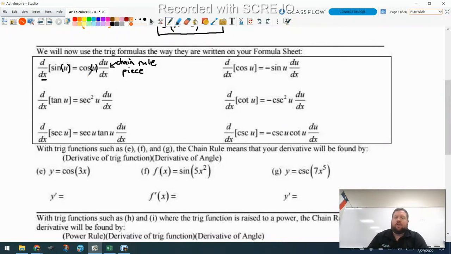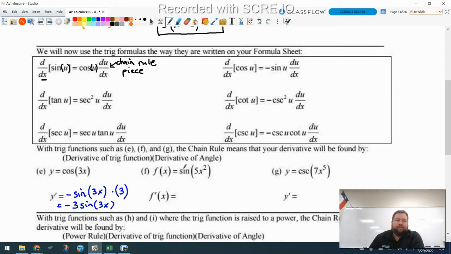Okay, so let's use our trig to do some derivatives here. All right, so these are one function inside another function. So we have derivative of the trig function multiplied by derivative of the angle. So remember, you always start on the outside. So you do derivative of cosine first. Derivative of cosine is negative sine. You keep the inside part the same, and then you multiply by the derivative of the inside, which is 3. So I rewrite my answer as negative 3 sine of 3x.